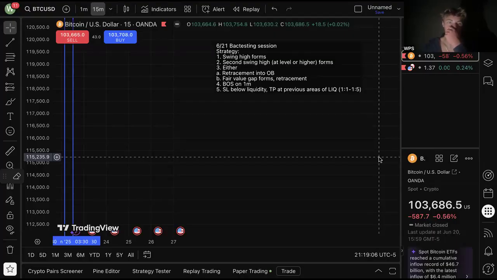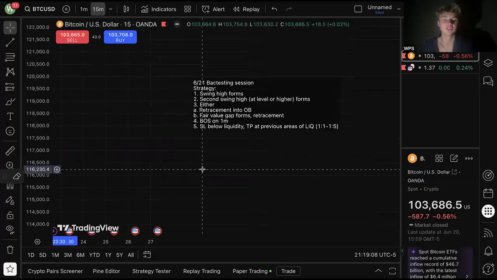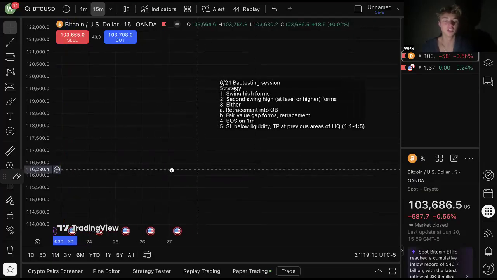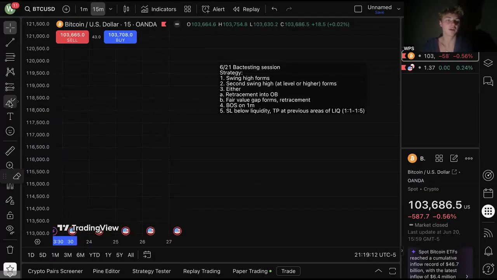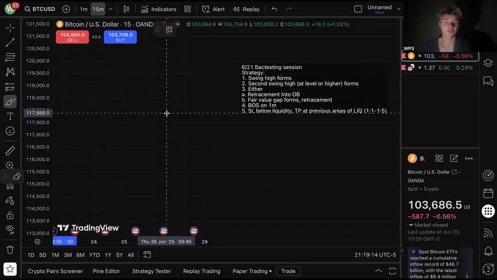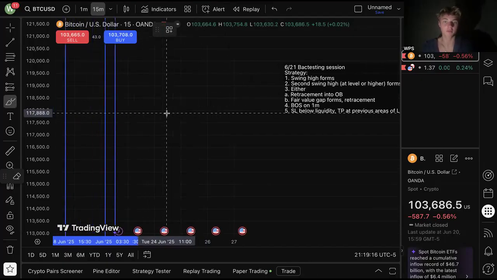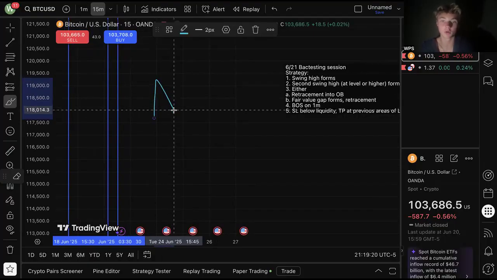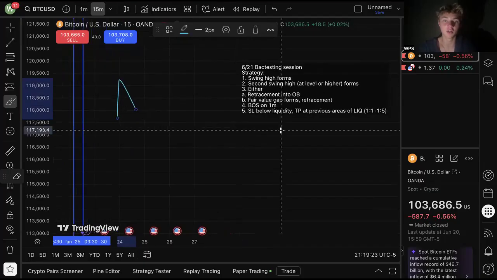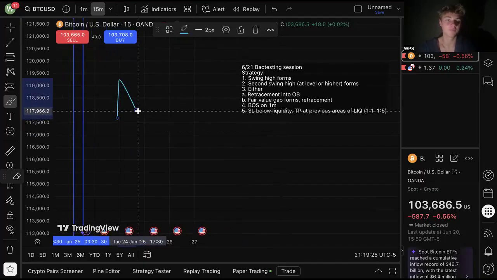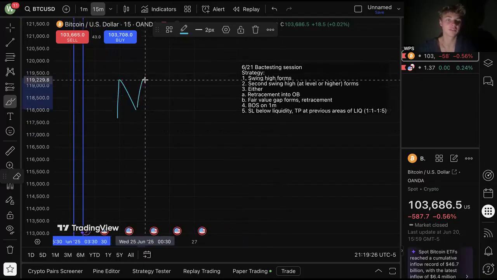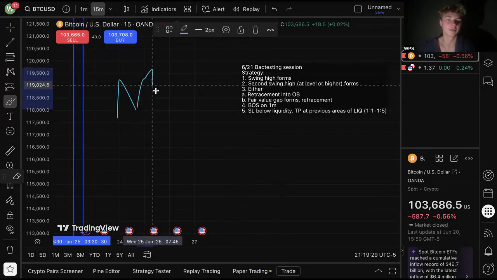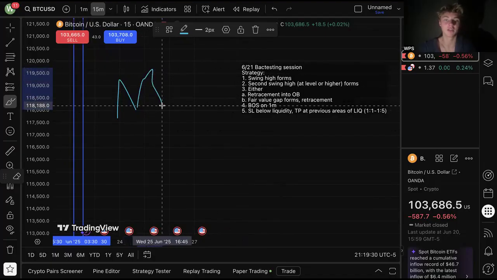All right, so this is another backtesting session for June 21st. Overall, it's just refining my strategy. This time, I'm continuing to use Bitcoin, where in my strategy, a swing high or swing low forms, but I'm going to stick with swing high here. And then the second swing high is either at the same level as the first swing high, or it pushes past the first swing high and then it forms.